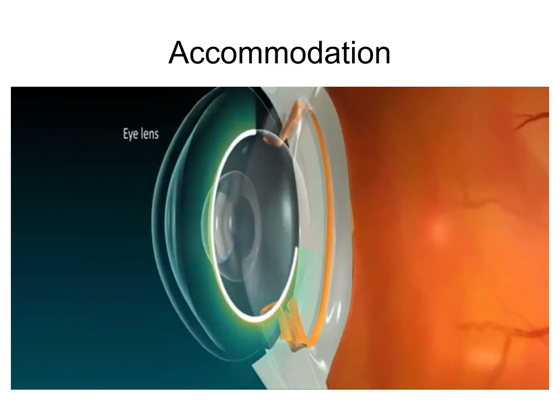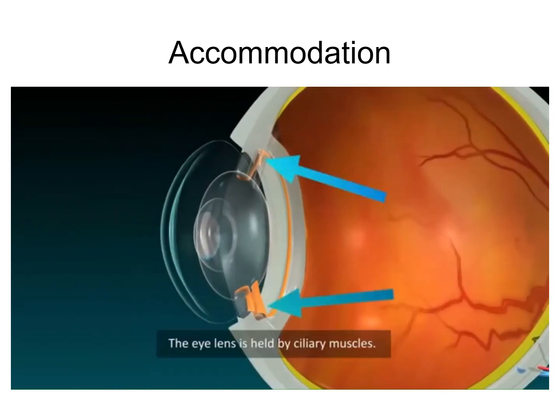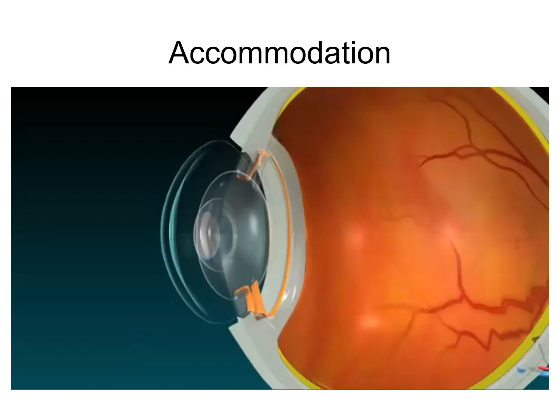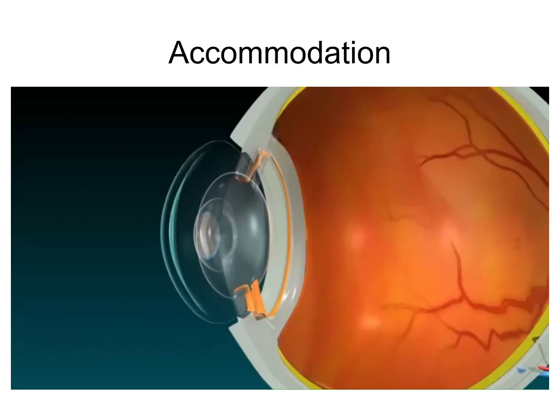The human eye is able to see objects with the help of the eye lens and retina. The eye lens is held by ciliary muscles. The normal human eye can see nearby and far objects clearly. Power of accommodation: the ability of the eye lens to increase or decrease its focal length to some extent by ciliary muscles is called power of accommodation.